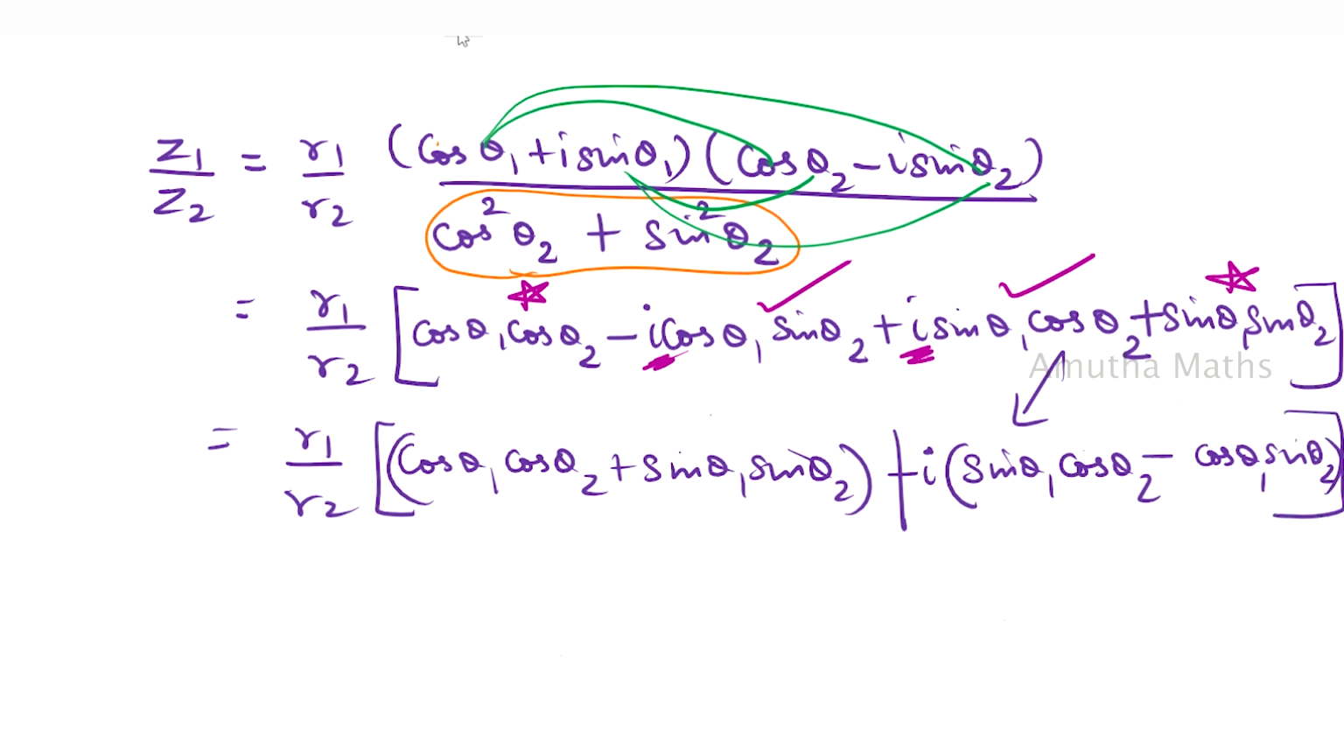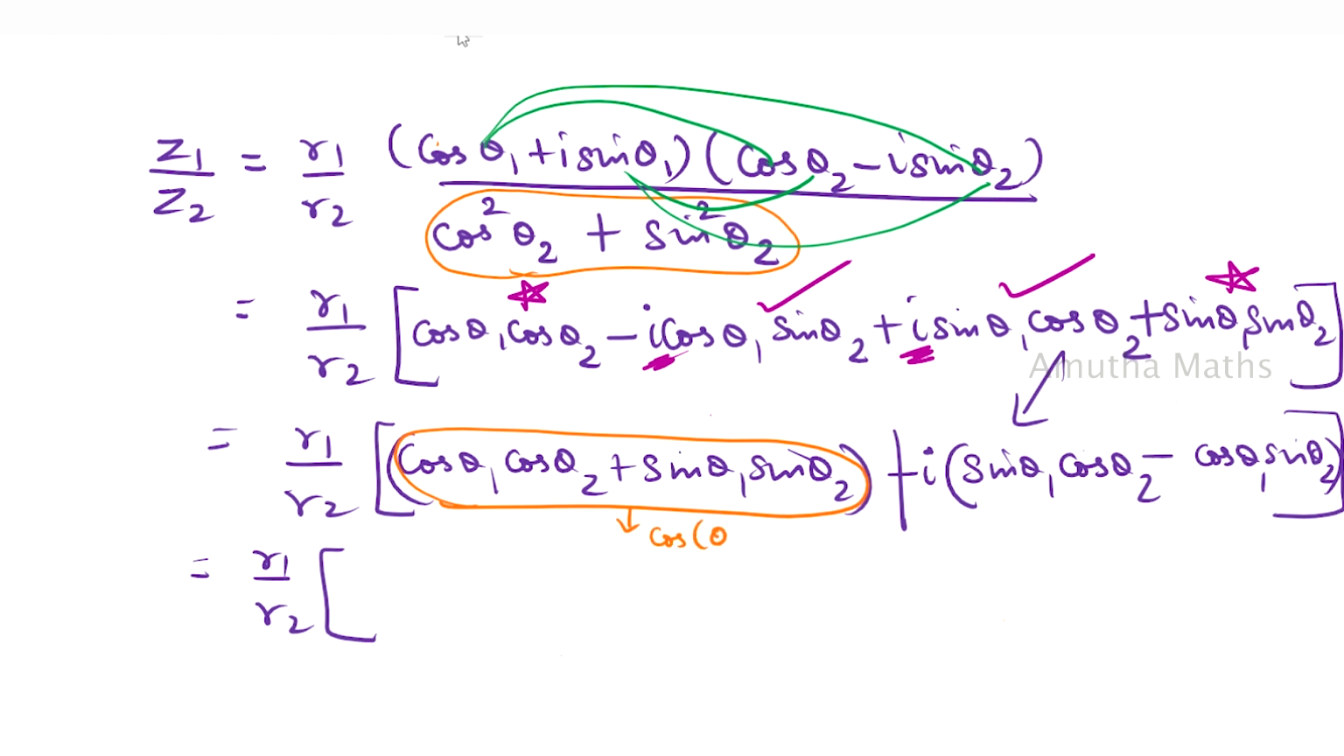Right. So this is equal to R1 by R2 into, what is this actually? Cos theta 1 cos theta 2 plus sin theta 1 sin theta 2. This is the cos A minus B formula. Cos A minus B is cos A cos B plus sin A sin B, is it not? So I can write this as cos of theta 1 minus theta 2.